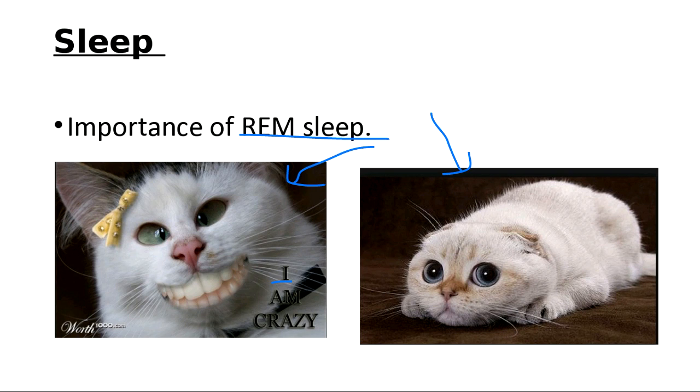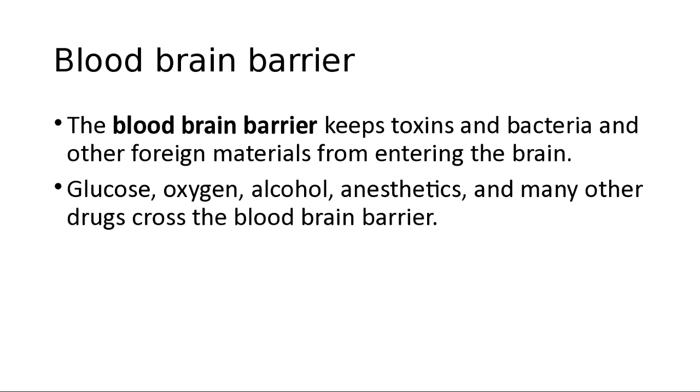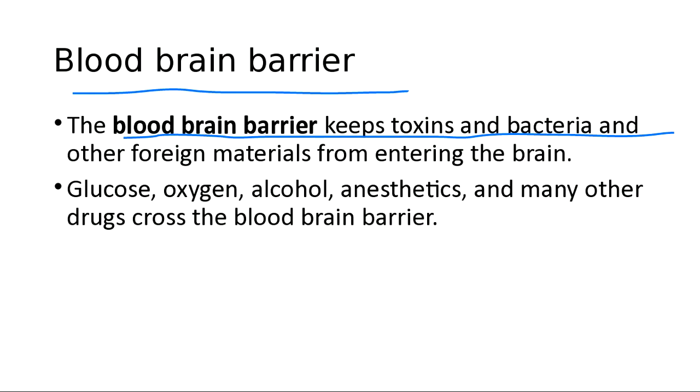The blood-brain barrier. Astrocytes are important in forming this. The blood-brain barrier keeps toxins, bacteria, and other foreign materials from entering the brain. Of course, glucose, oxygen, alcohol, anesthetics, and many other drugs can cross the blood-brain barrier.